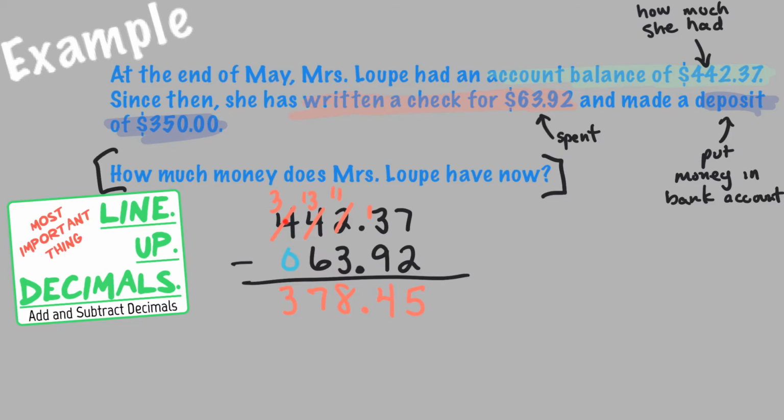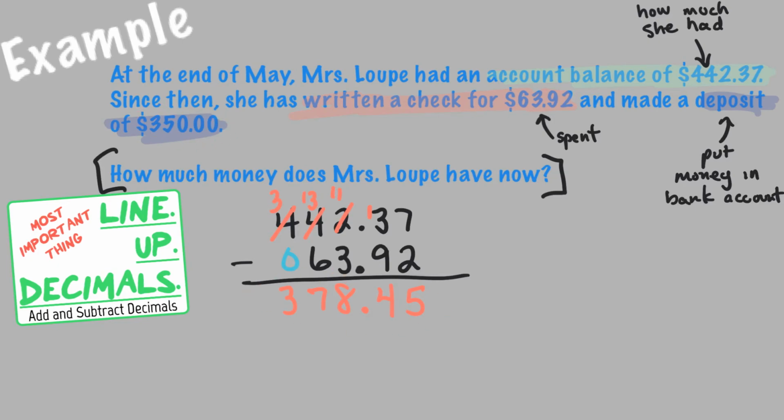So remember, in our story, Miss Loop had this much money. She spent this money. So this is how much money she has left now. But we're not done with the story. Remember, she had the deposit of $350. And deposit means you're putting money in. So she got $350. So if she got that $350, we'll come down here and we'll actually add it to this number. So we're going to do 350 plus this number.